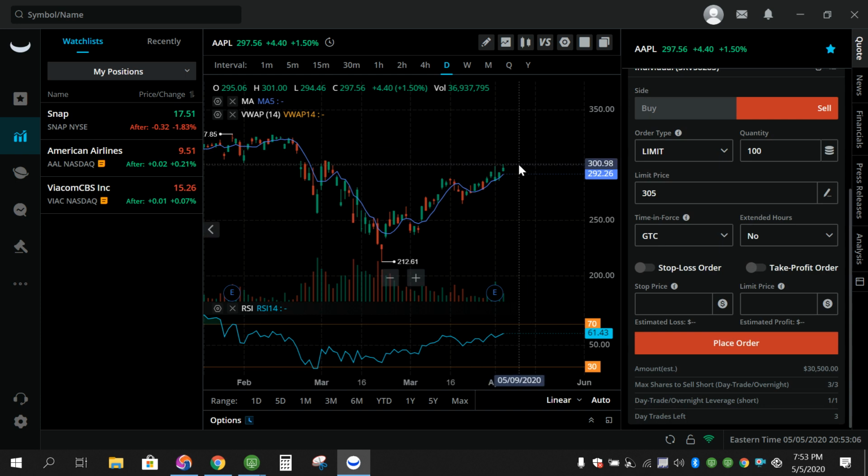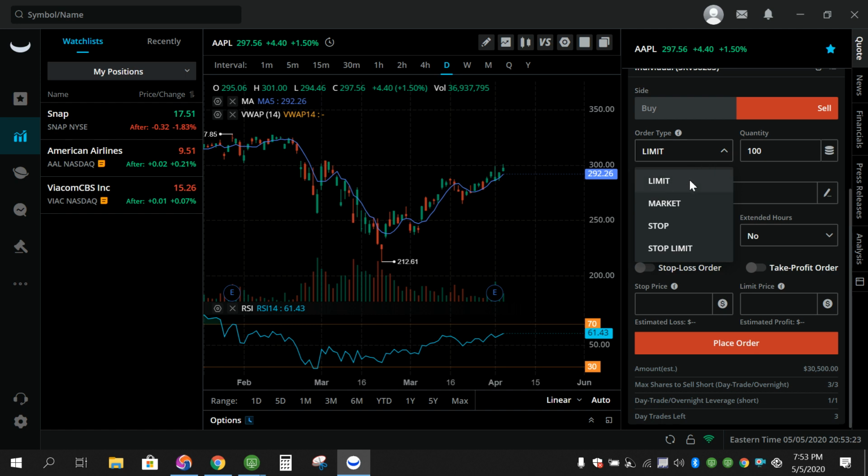You'll go in there and say, hey, I want to sell at a certain price point that's above the current price. Then you can choose whether you want good till close or just for the end of the day. Same thing applies, right? Day orders end at the end of the day, good till close will stay there until you choose otherwise.